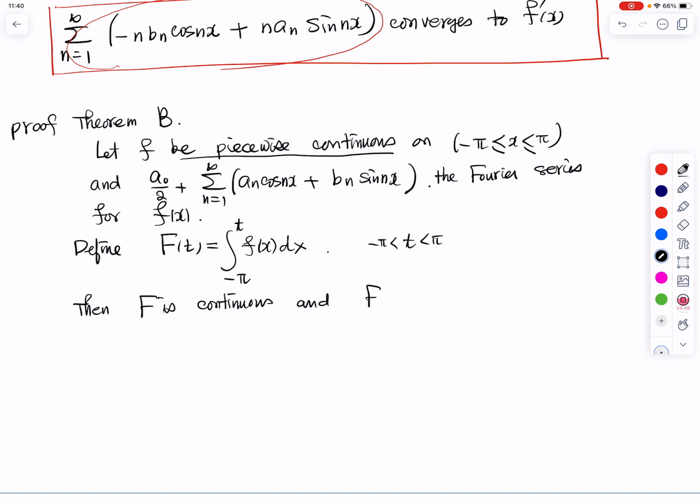And let's compute F of pi. So F of minus pi equals 0. And then F of pi equals, what is that? The integral from minus pi to pi of f of x dx. So a0 was 1 over pi times the integral from minus pi to pi of f of x dx, right? So this one would be just pi times a0. Okay, that's what we have.